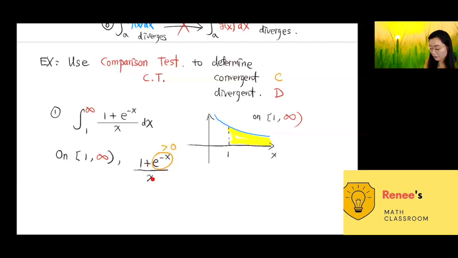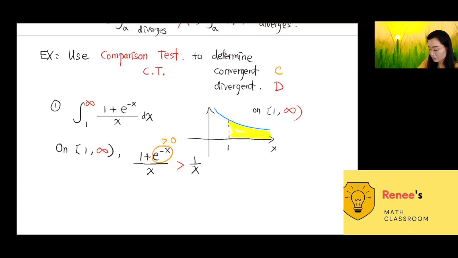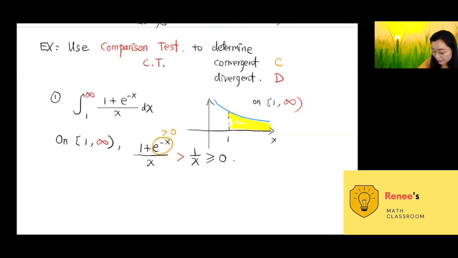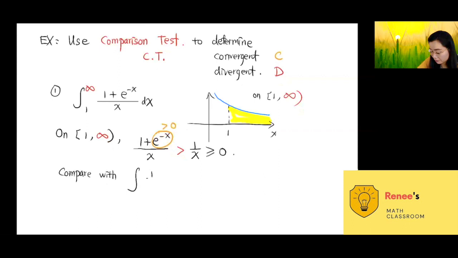We want to compare this positive function with another simpler positive function. So let's take away this complicated part, e to the negative x, and we have 1 over x. The function that we are integrating is greater than 1 over x because it has a bigger numerator and both of them are positive functions. Now let's compare this with the improper integral of 1 over x from 1 to infinity.